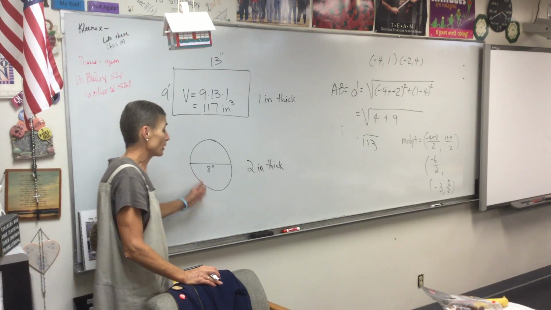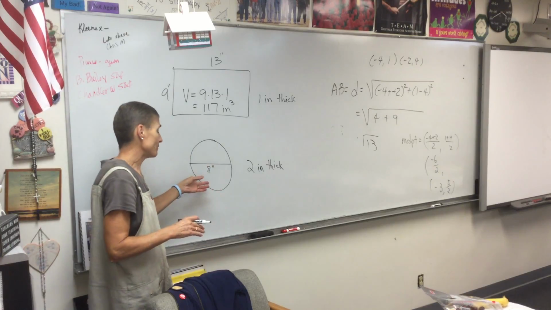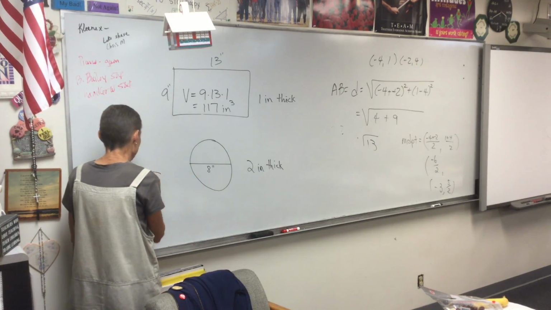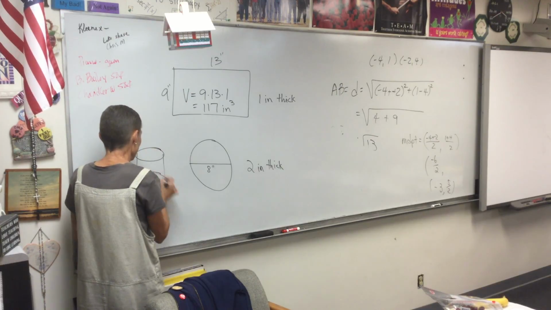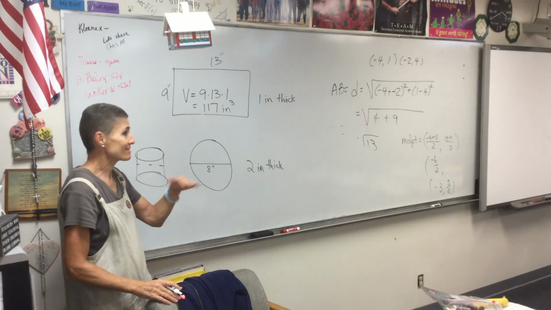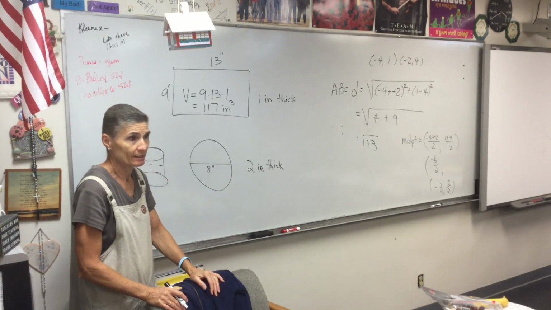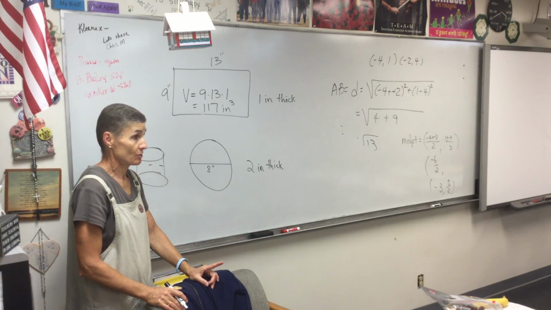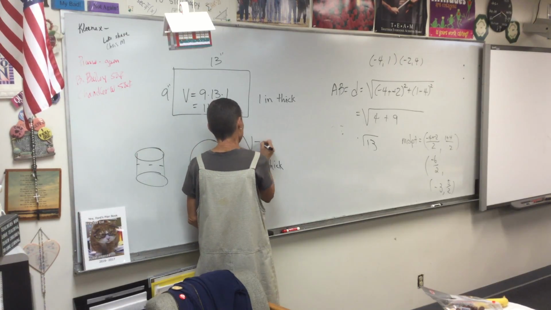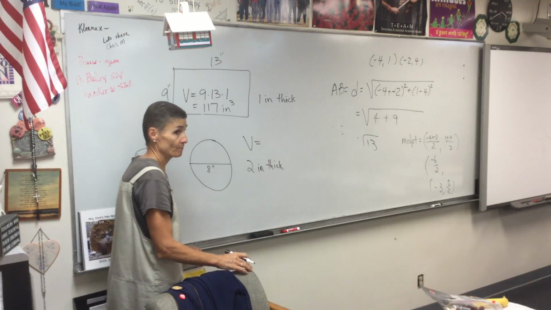All right, let's go down to our layer cake. Now, obviously, I'm not a very good drawer. A layer cake would look like this, right? What shape is that? That is not a rectangular solid. That's a cylinder. Who remembers how to find the volume of a cylinder?